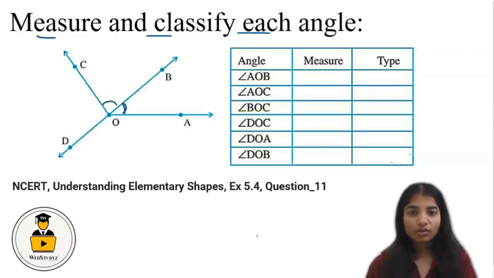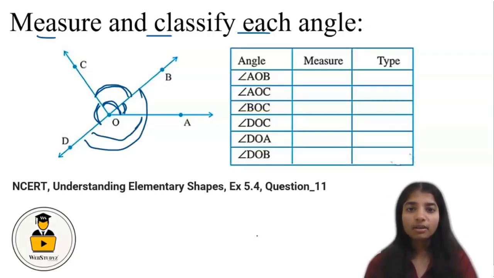Next is the angle AOC. We have to measure and classify. Then the next is angle BOC, then next is the angle DOC. Next is the angle DOA, and the next is the angle DOB. So we have to measure and classify all the angles. Let's discuss them one by one.